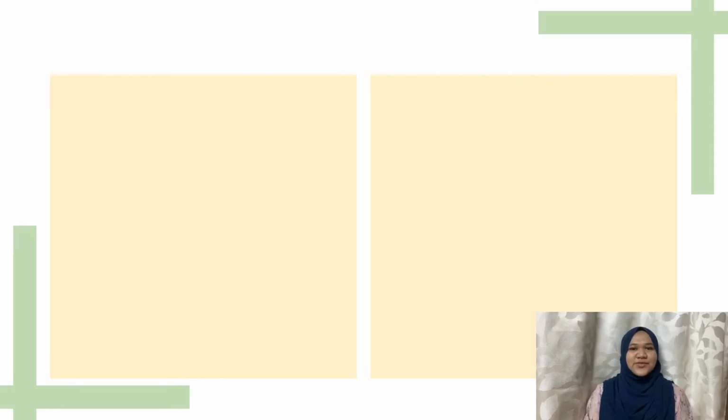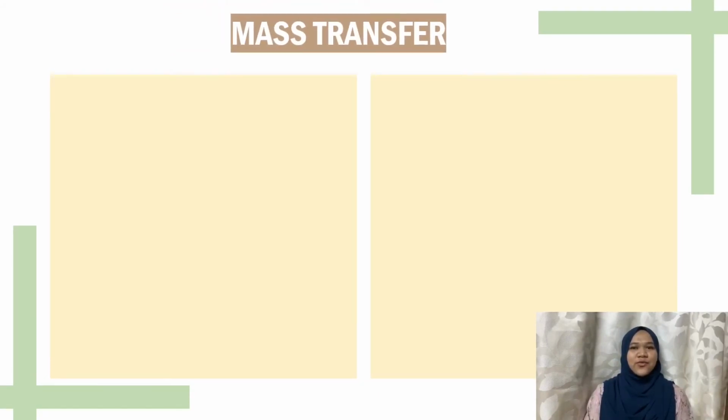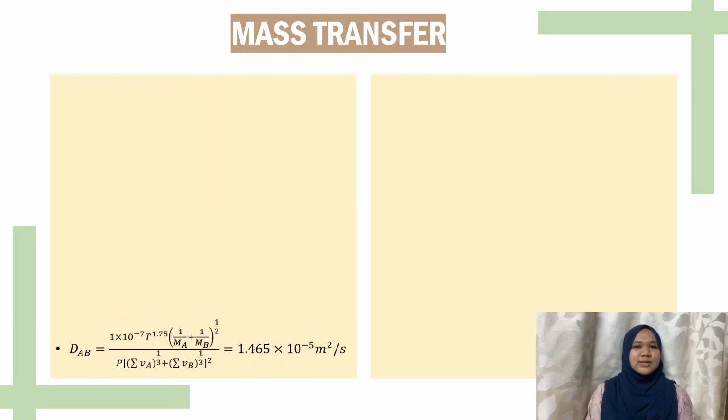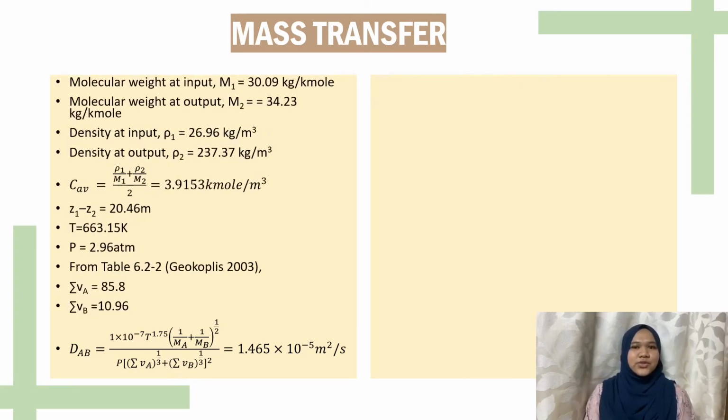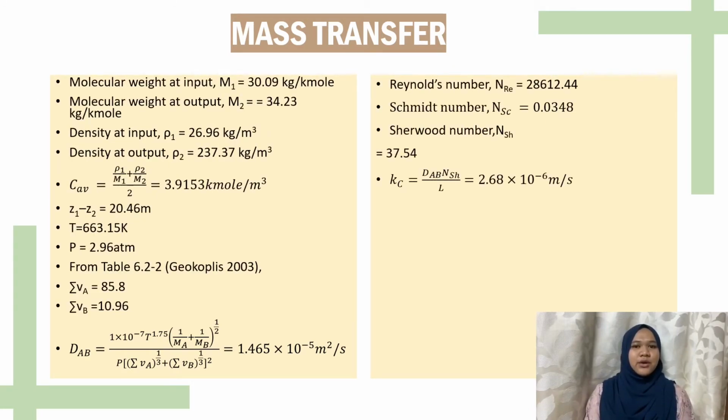For the mass transfer, n-butane, denoted as A, is diffusing through oxygen, which is component B. The diffusion coefficient of the gas, DAB, can be determined by using the Fuller-Schettler-Giddings formula. The equation is as shown here. The calculation is also attached in Appendix C of the report. Here, we conclude the flux is 3.347 kmol per meter squared per second.